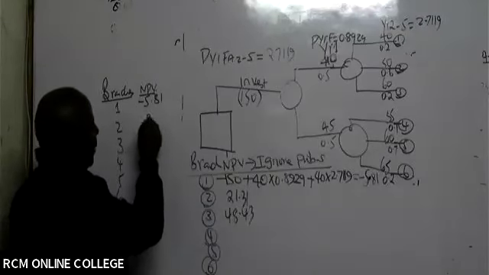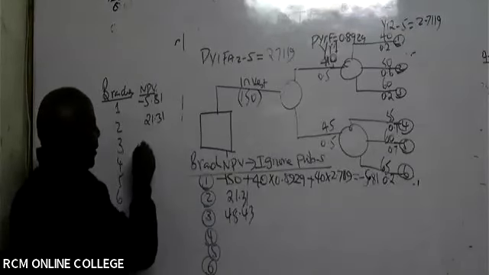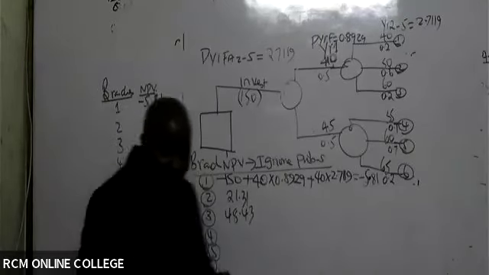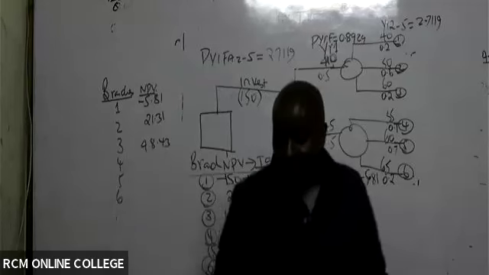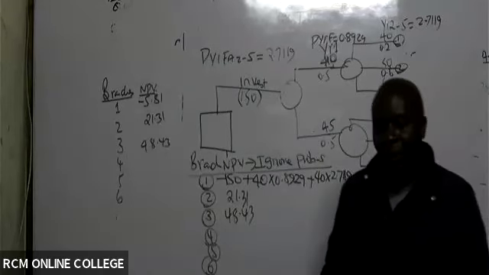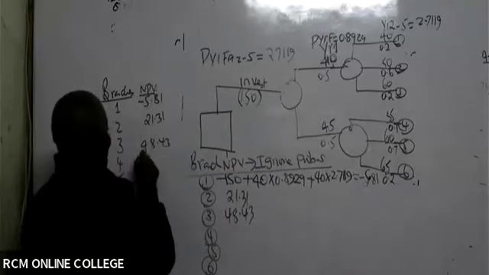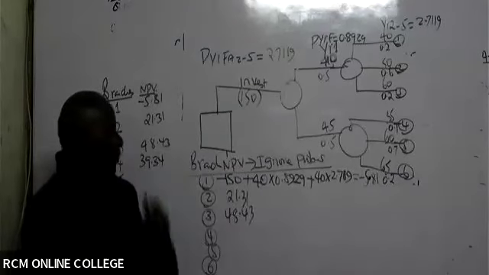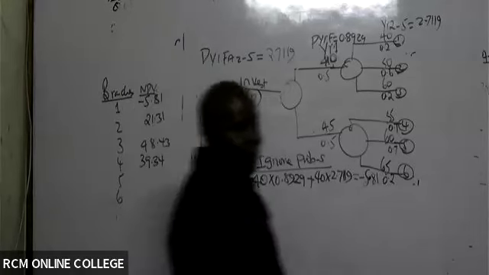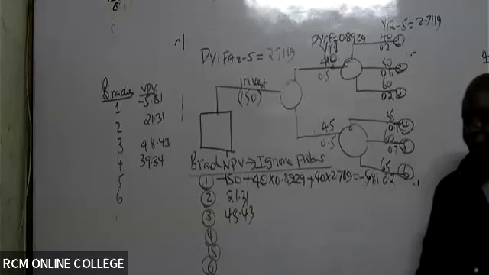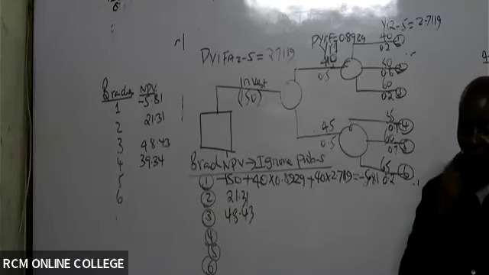The students got 21.31, 48.43. I'm being given the fourth one as 39.34. Great. Somebody else is confirming that as 39.34.